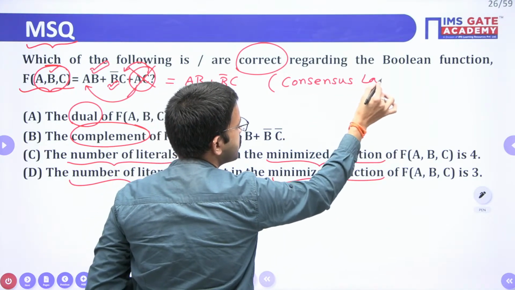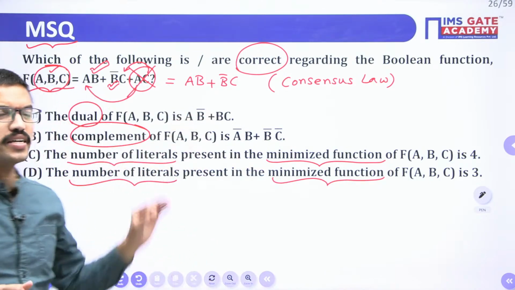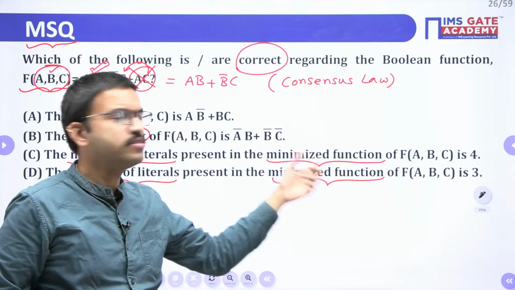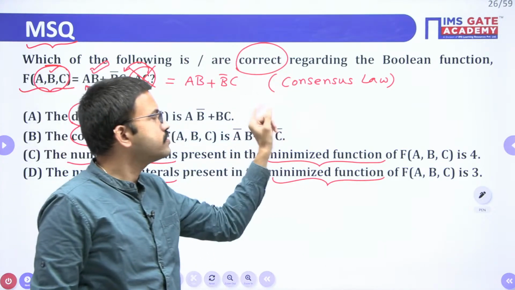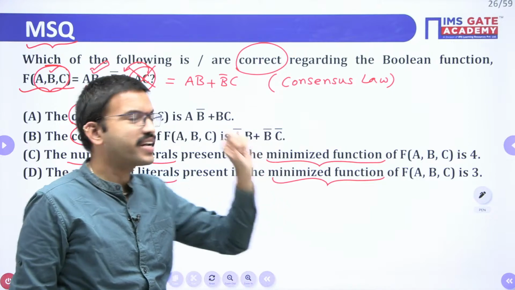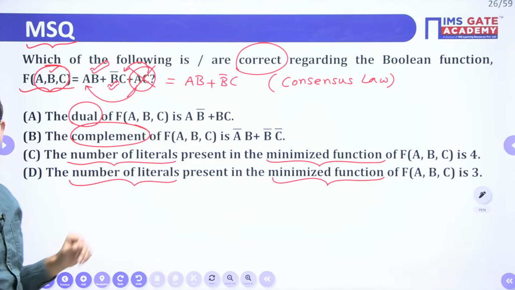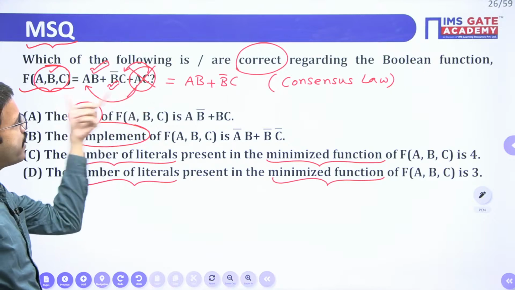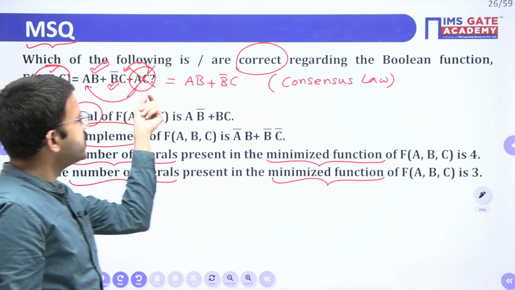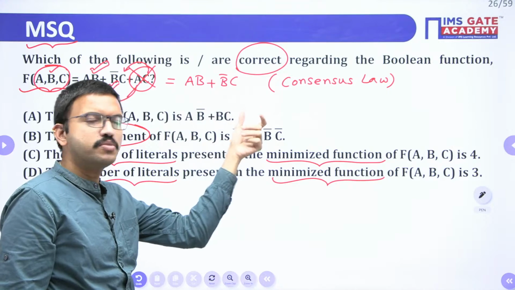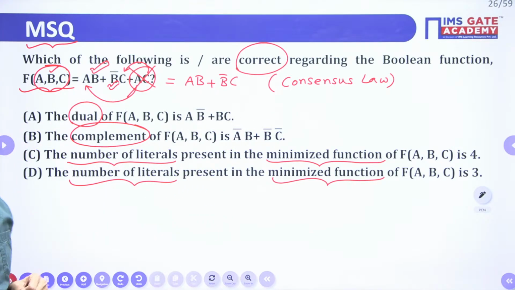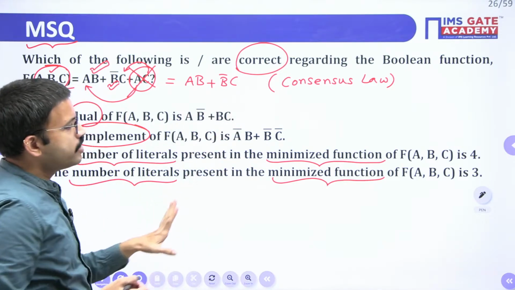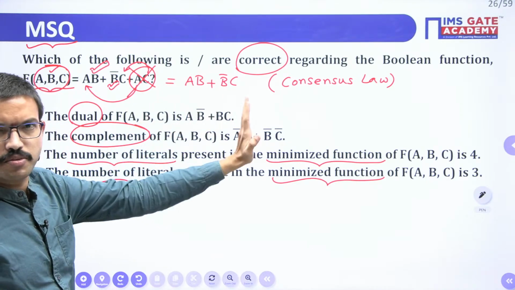Regarding consensus law, is it clear or not? See, regarding any other law, like the distributive law or De Morgan's law, you have to remember that particular formula. But regarding consensus law, you should not remember the formula. Rather, you should remember the logic. Whenever you have 3 terms, you can bring those 3 terms to 2 terms, provided these 2 conditions are satisfied. So by using consensus law, we got AB + B'C. Now this is the minimized function. We cannot simplify further.